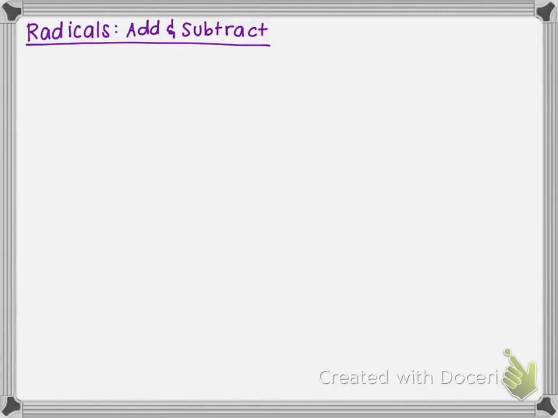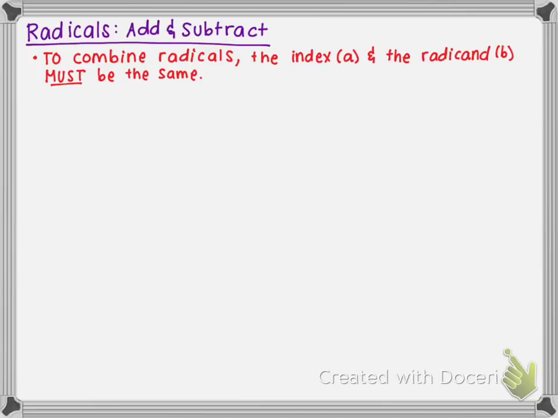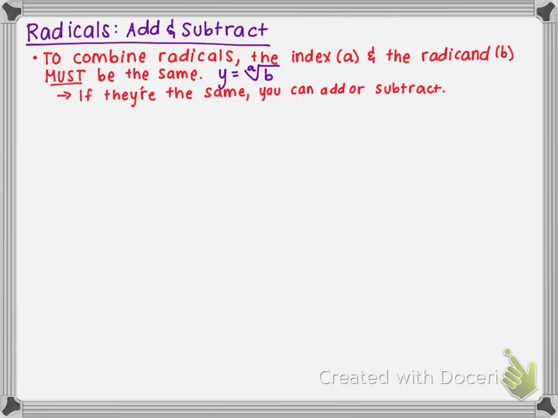Our lesson today is on adding and subtracting radicals. To combine radicals, the index, which is A, and the radicand, which I label B, must be the same. So in this right here, I just labeled the index A and the radicand B. The index and the radicand inside here both need to be the same in order to combine, to add or subtract. So if they're the same, you can add or subtract. If not, you can't combine the two radicals.